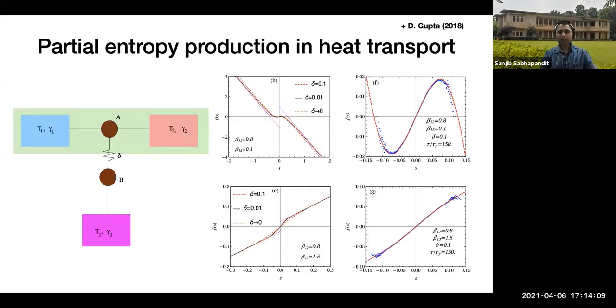Okay, so you can also do this in another system. For example, here you can look at heat conduction through this particle, and then you couple to another heat bath through some weak coupling. Again, you see that your fluctuation theorem is violated even in the limit delta going to 0.